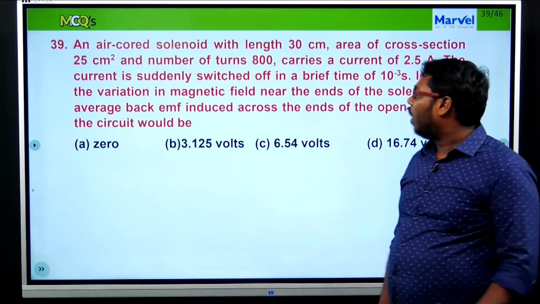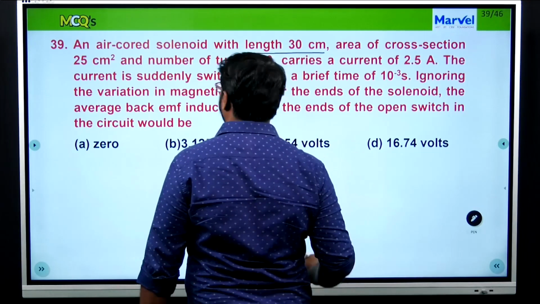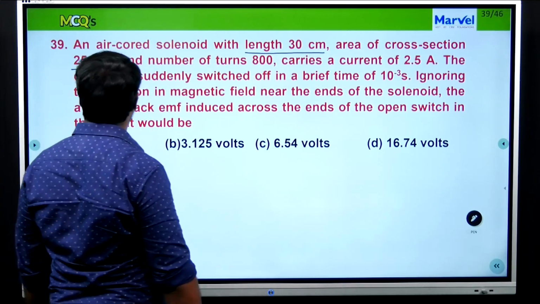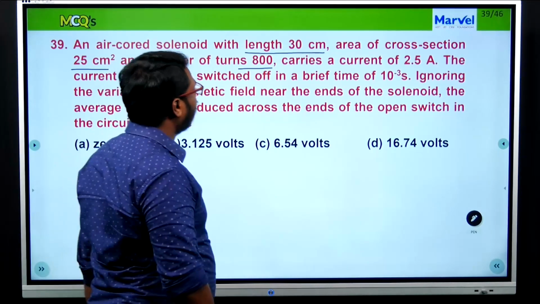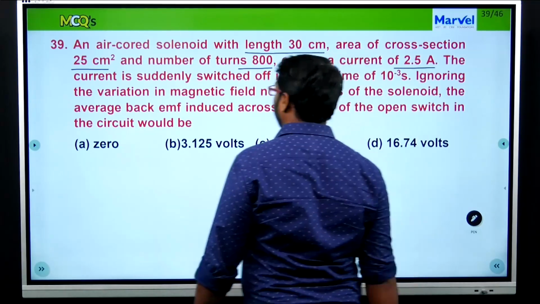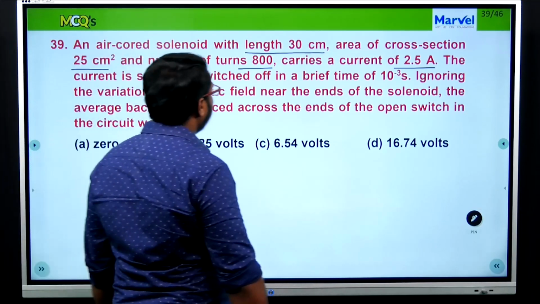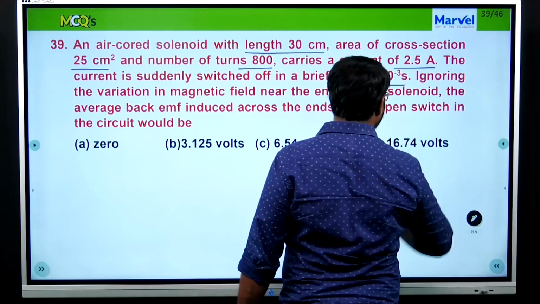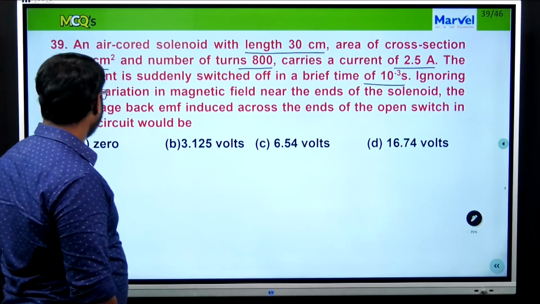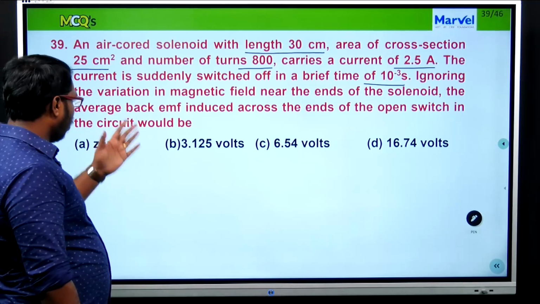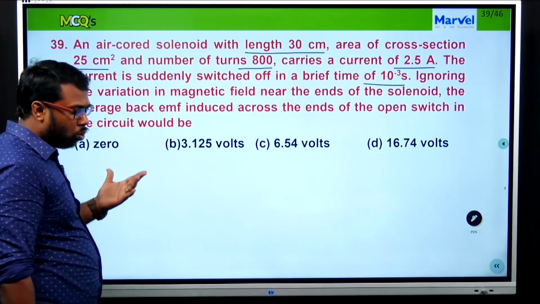Here, an air-cored solenoid of length 30 centimeter and area of cross section of 25 centimeters squared and the number of turns 800, carries a current of 2.5 amperes and the current is suddenly switched off in a brief time of 10 power minus 3 seconds. Ignoring the variation of the magnetic field near the ends of the solenoid, the average back EMF induced across the ends of the open switch in the circuit would be.